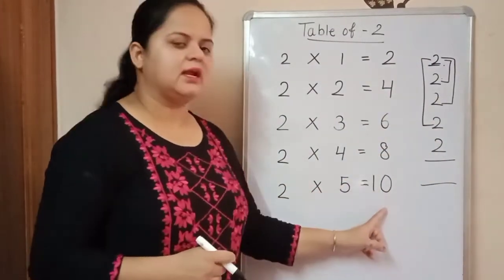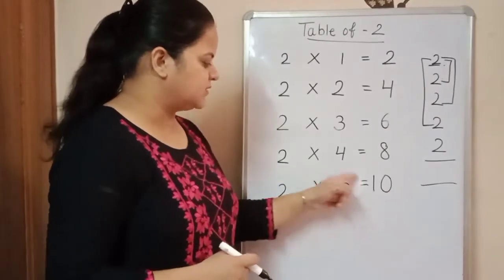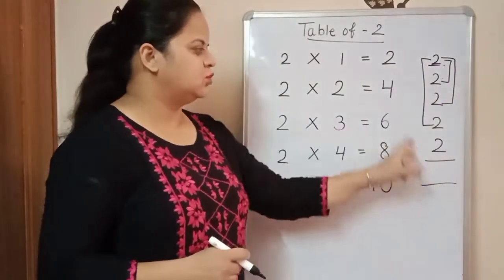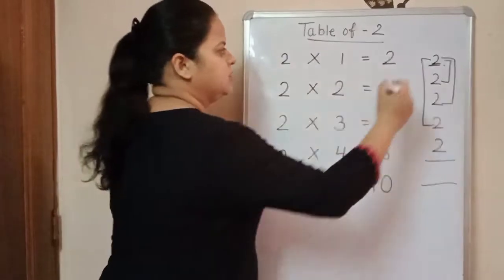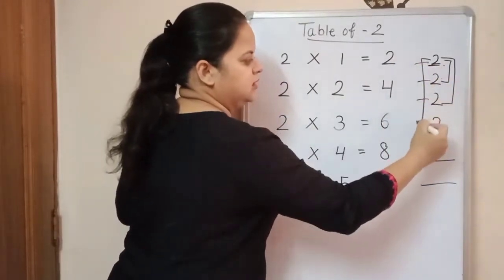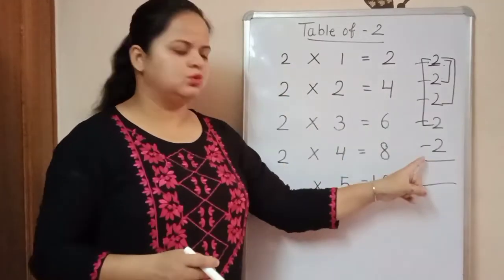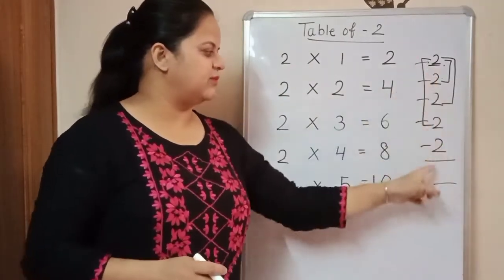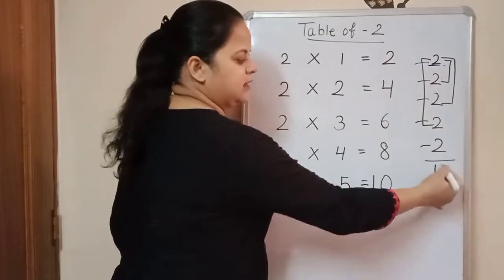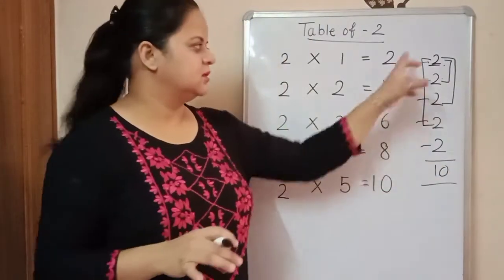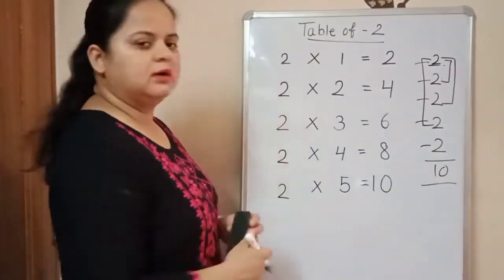4 times 2 is equal to 8. 2 fives are 10. 2 fives means 5 times 2. 1, 2, 3, 4, 5. Here are 5 twos. So 2 fives are 10. 5 times 2 is equal to 10.